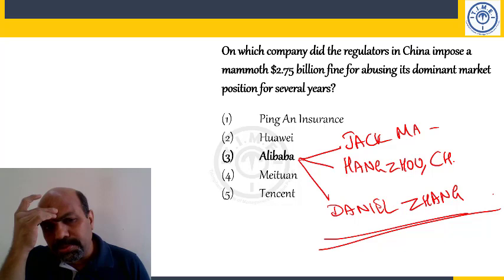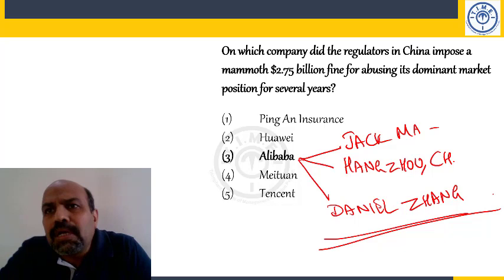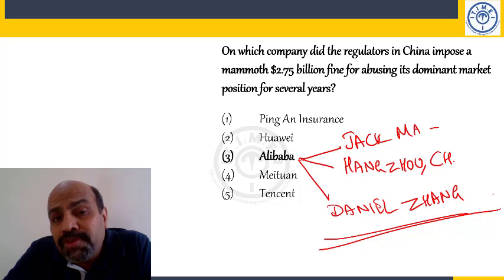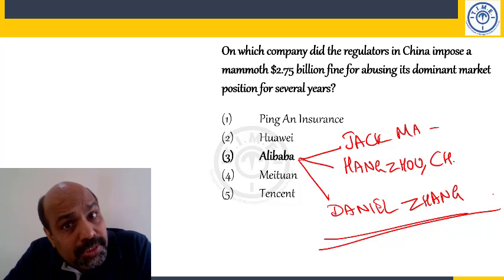I'm not going to discuss the rest of the companies except that the company was asked to pay after Jack Ma criticized the Chinese government, especially the financial regulator, saying they do not know the latest methods in the world of finance and are still stuck in the past. He criticized certain regulations the Ministry of Finance, government of China, had imposed.